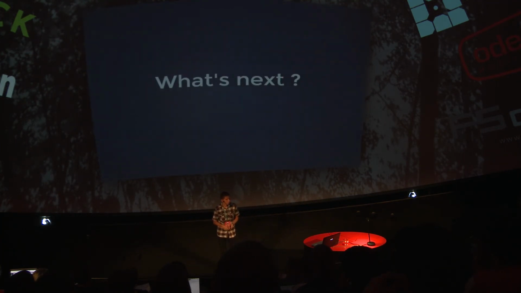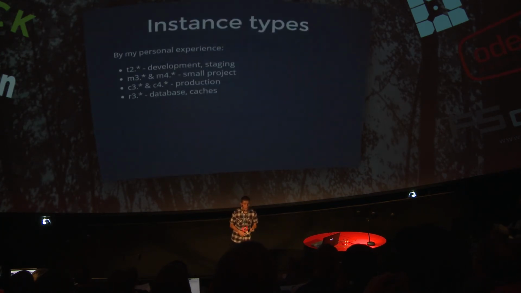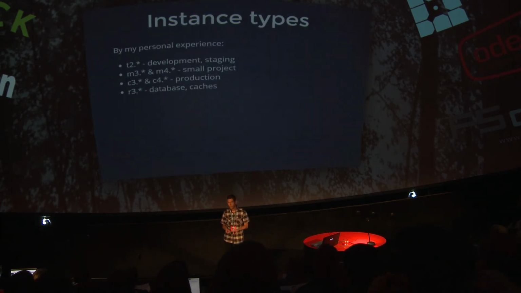So what's next after we have covered this? Well, instance types. There's a variety of these instances, and by my personal experience, T2 instances are just for deployment, testing, and staging. M3 and M4 instances are for some small projects. C3 and C4 instances are actually for production because they are much more CPU powerful. And R3 instances are for database and caching layer.